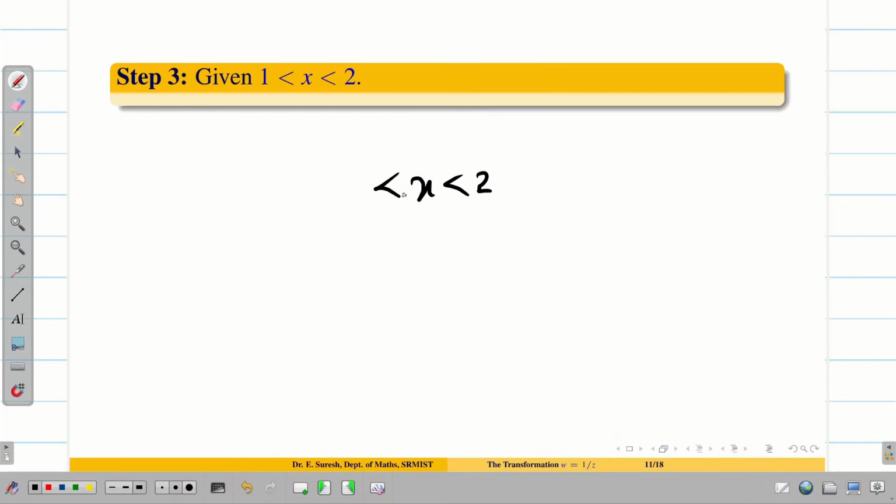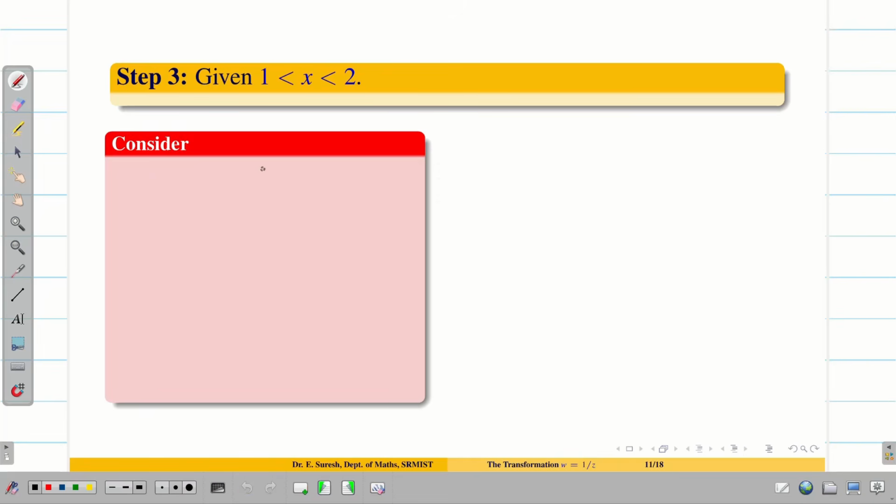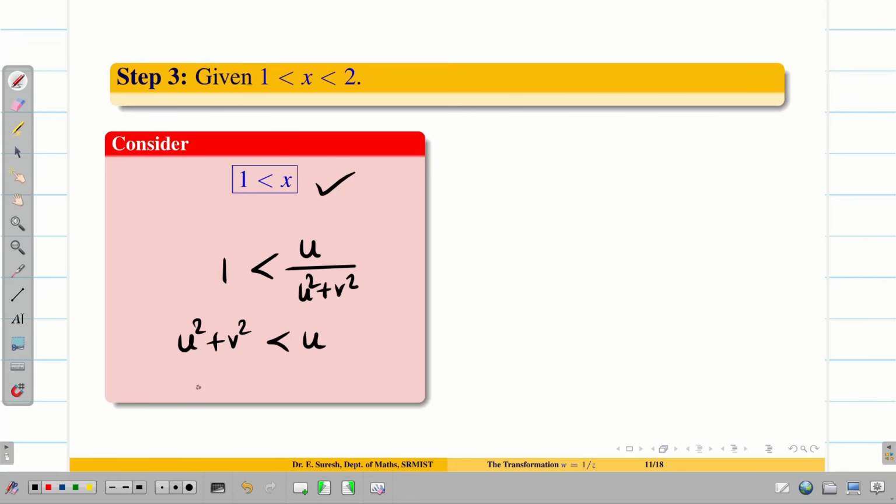Here the image is given as X lies between 1 to 2. Now we have to solve the problem by split and conquer. I cannot solve as it is. First I am going to take 1 less than X, and next I will take X less than 2. I am going to solve 1 by 1. So first consider 1 less than X, and we know the value of X just now we found, that is U by U square plus V square. Now cross multiplying this, we get U square plus V square is less than U.